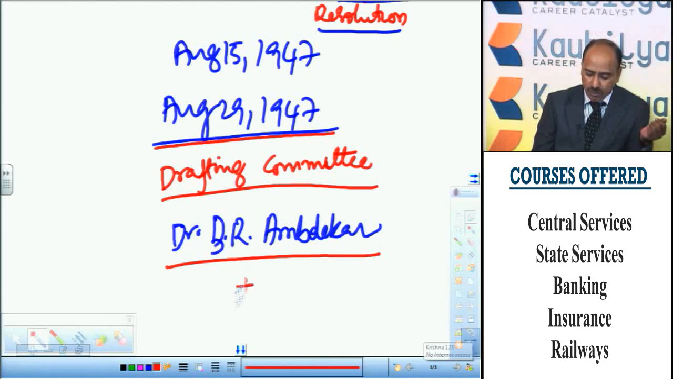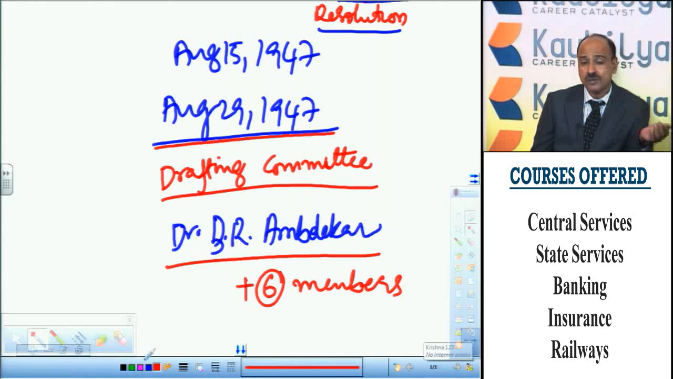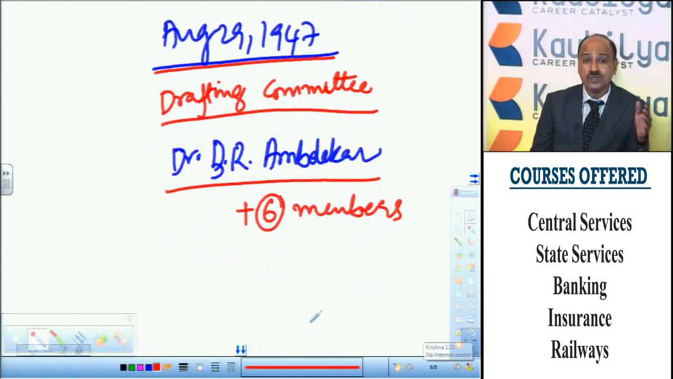But in the Drafting Committee, how many members? You have to remember, there are 6 members in the Drafting Committee: Gopalaswamy Iyengar, Alladi Krishnaswamy Iyer, Muhammad Saadullah, K.M. Munshi, Madhav Rao, and D.P. Khaitan. These members were there, with Dr. B.R. Ambedkar as chairman. This is the main important committee in our Constituent Assembly.